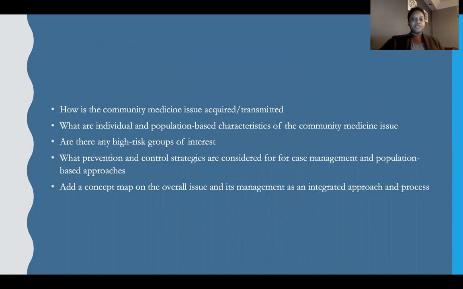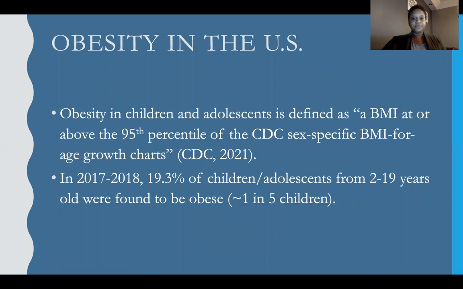So the questions that we were given are here. How is the community medicine issue acquired? What are the individual and population-based characteristics of the issue? Are there any high-risk groups of interest? What prevention and control strategies are considered for case management? And the concept map will follow.